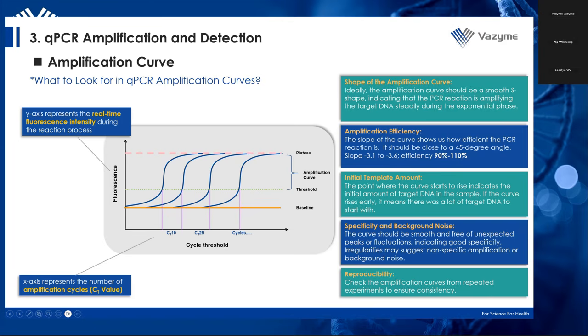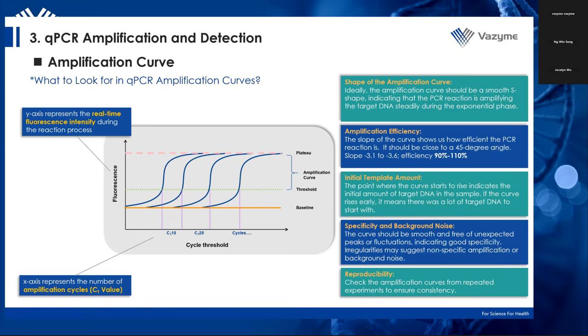And next is specificity and background noise. The curve should be smooth and free of unexpected peaks or fluctuation. Like what I mentioned just now, it needs to be a smooth S shape. So any irregularity suggests non-specific amplification or background noise. This can be like maybe your master mix is not exactly pure, or maybe it can even be your equipment itself might have some issue.